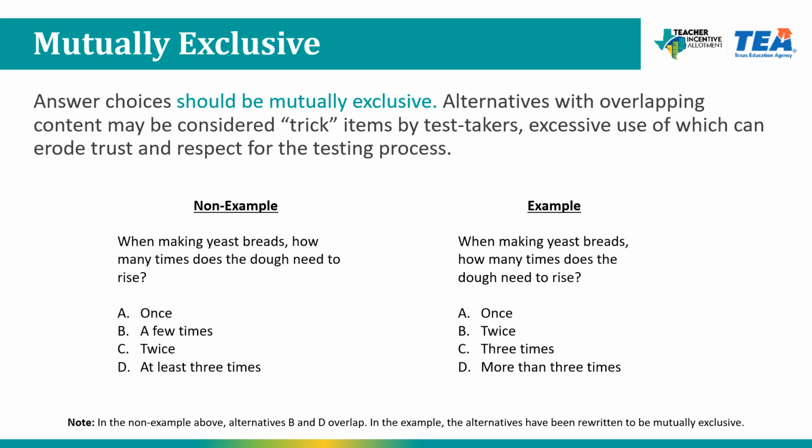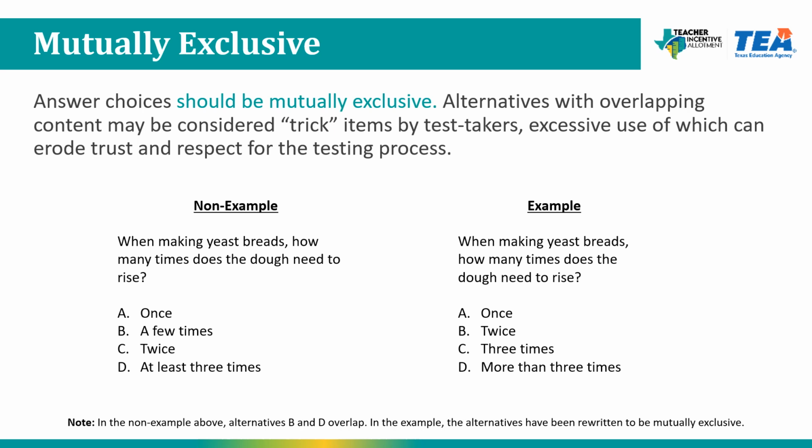However, the example offers choices once, twice, 3 times, and more than 3 times. The options are distinct and clear. This ensures students can easily identify the correct answer without ambiguity or overlap, yielding more accurate and reliable data in the assessment. When districts craft assessments, ensuring mutually exclusive answer choices is paramount.